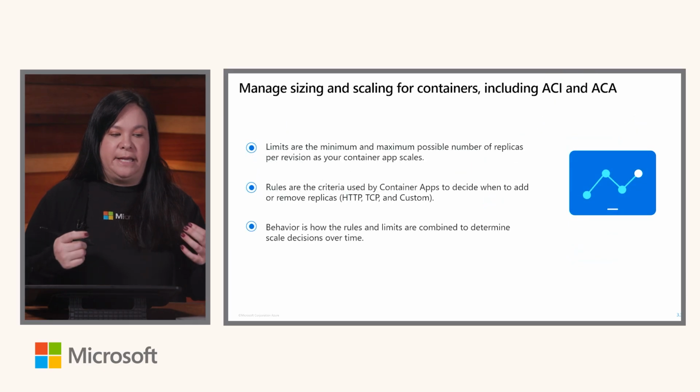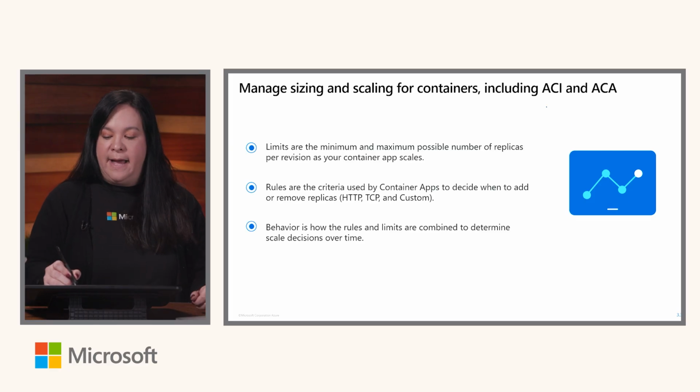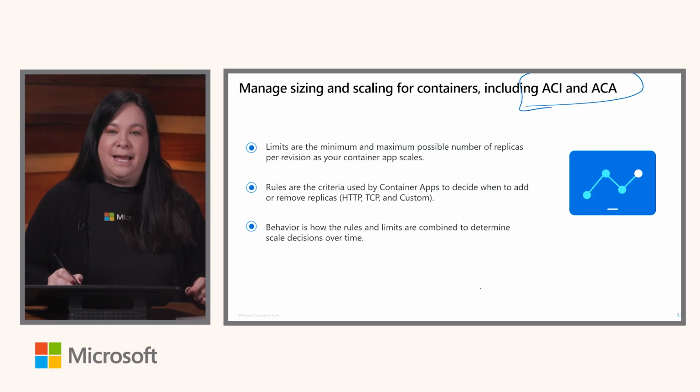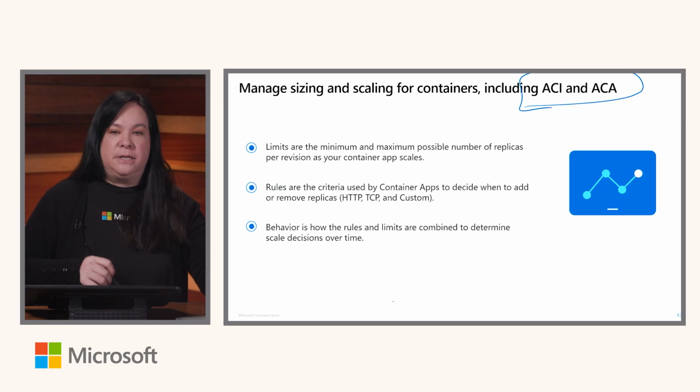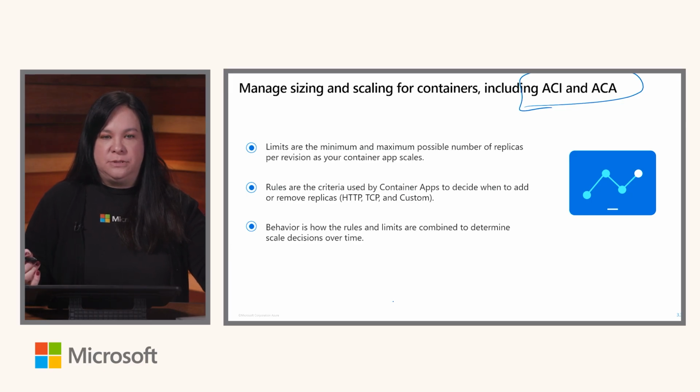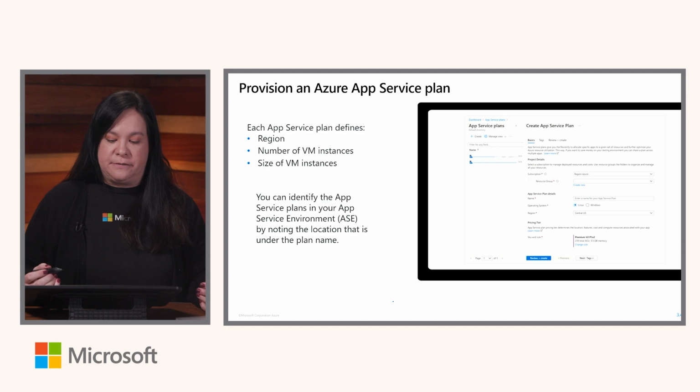The main thing is understanding the sizing and scaling of containers as well, and that's all part of the ACI and ACA. So understand, again, the difference between the two: when you would use one, and how you would scale and size between those two. The other PaaS solution that we have, moving into PaaS solutions, is our Azure App Services.